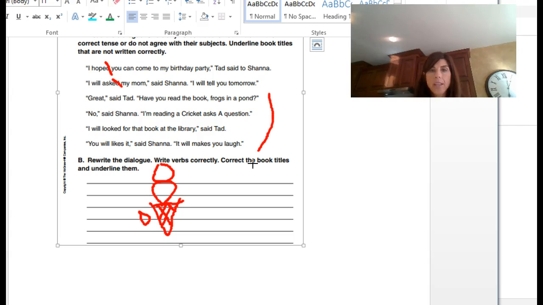Use your editing marks as well. There are editing marks in your printables this week that you can use as well. All right, I think that's it. Those are all of our grammar pages.